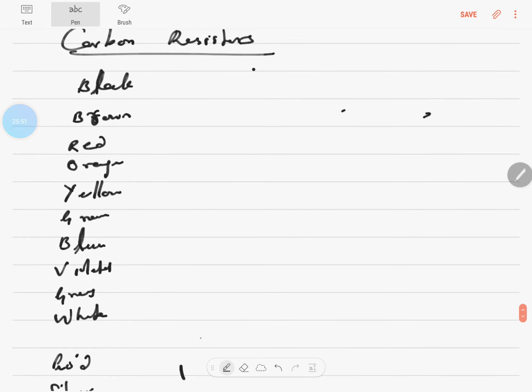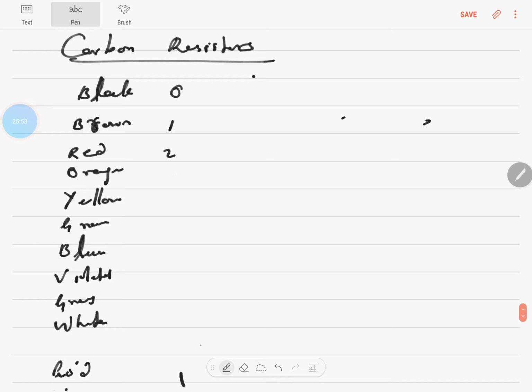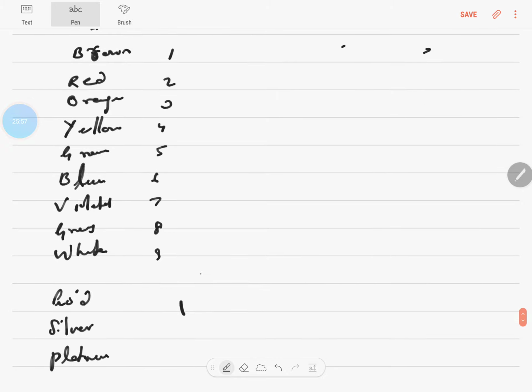So the numbers are given like this: 0, 1, 2, 3, 4, 5, 6, 7, 8, 9. And this will be plus or minus 5% for the error, plus or minus 10%, plus or minus 20% for the error. This is the error part. So that's B.B. Roy, Great Britain, very good wife, which is about the carbon resistors.